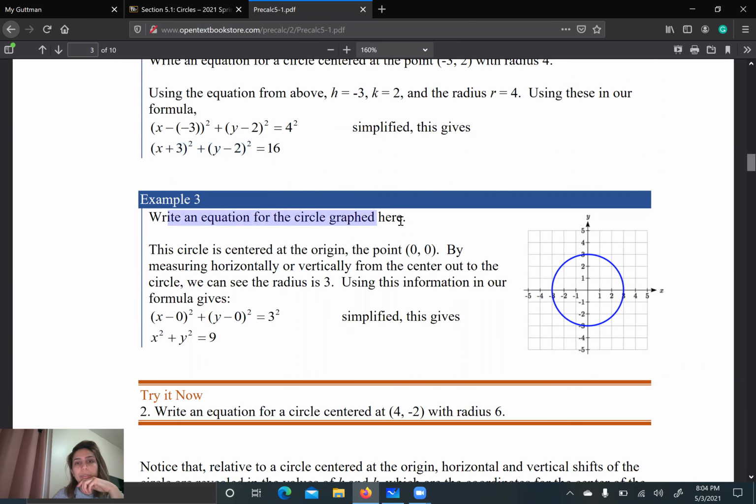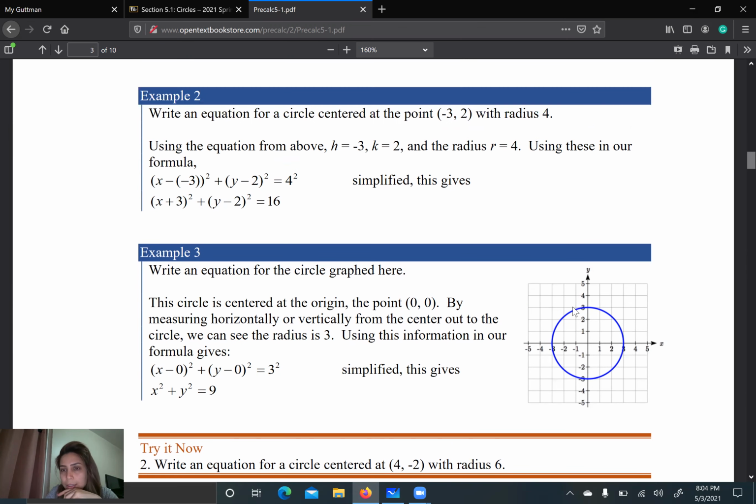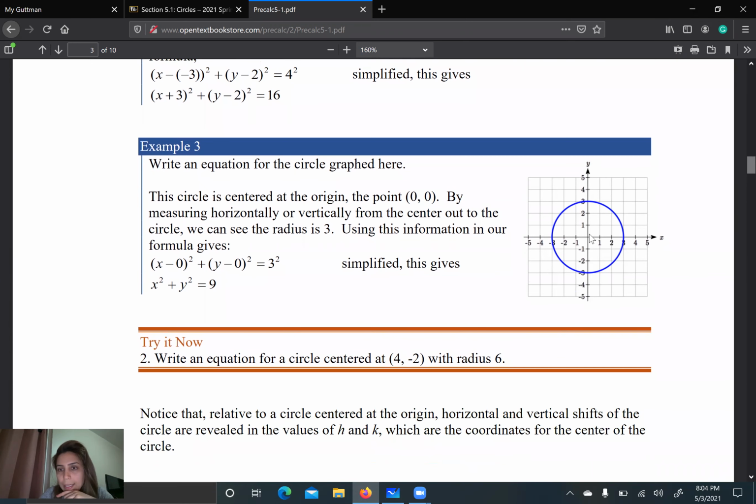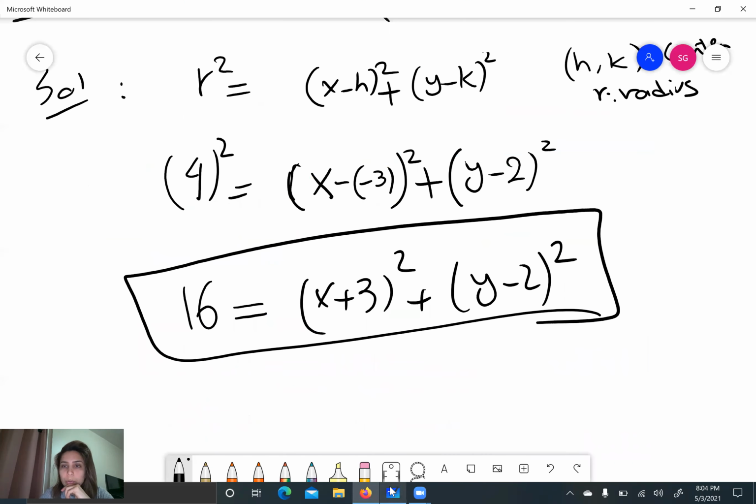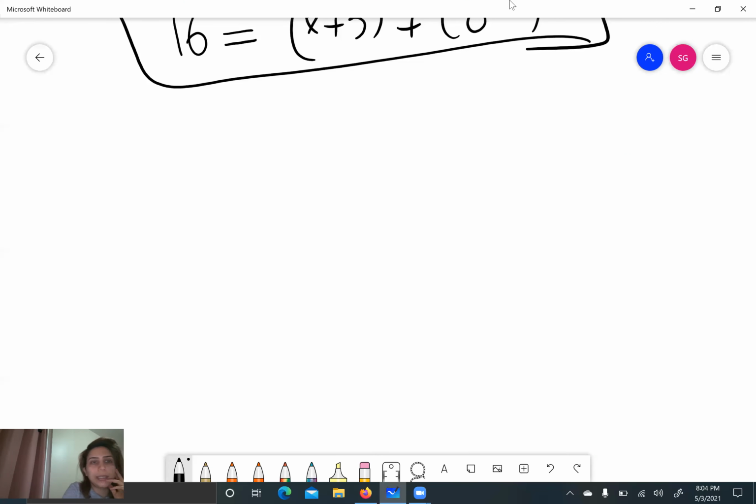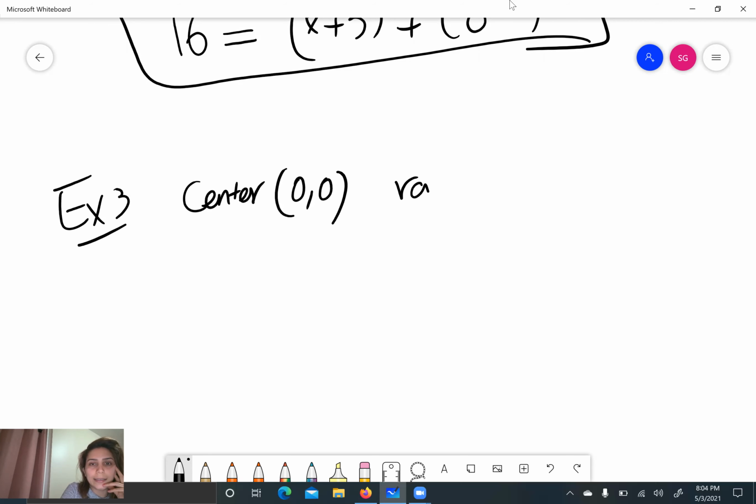Write an equation for the circle graphed here. Okay, so let's see, what is the center? I just need to know what is the center and what is the radius. So it seems that the center is the origin, and the radius is 1, 2, 3. Example 3: based on the graph, the center of the circle is the origin, (0, 0). The radius seems to be r = 3.